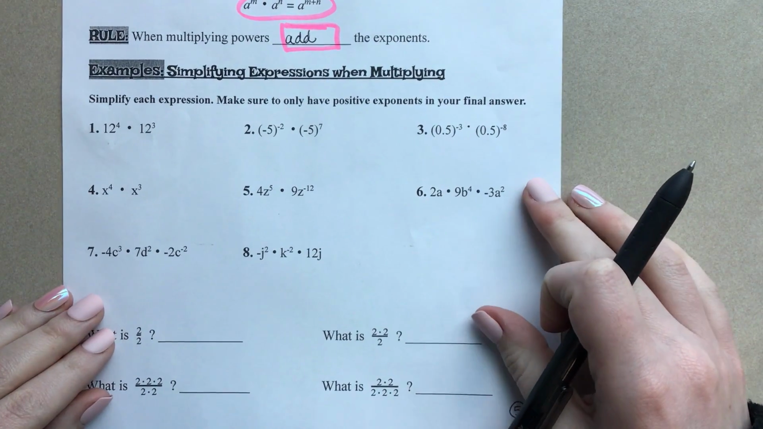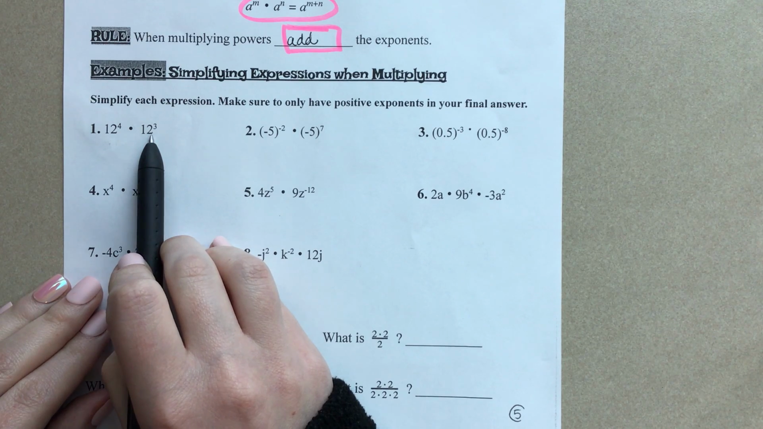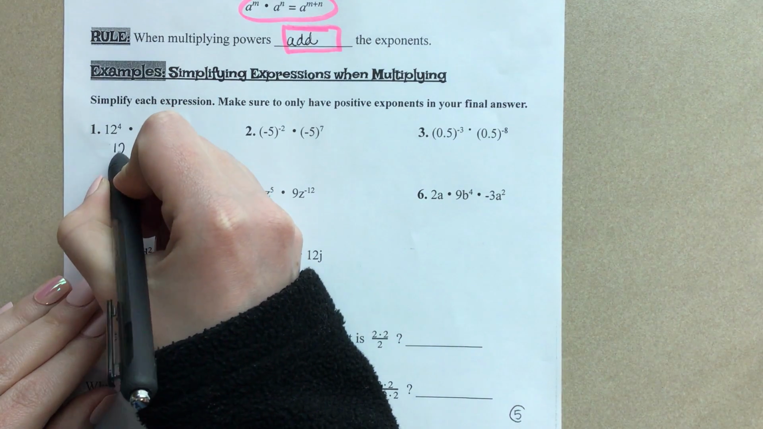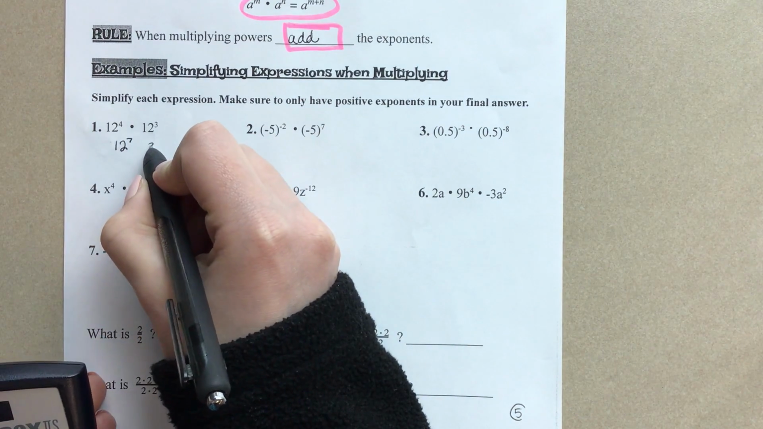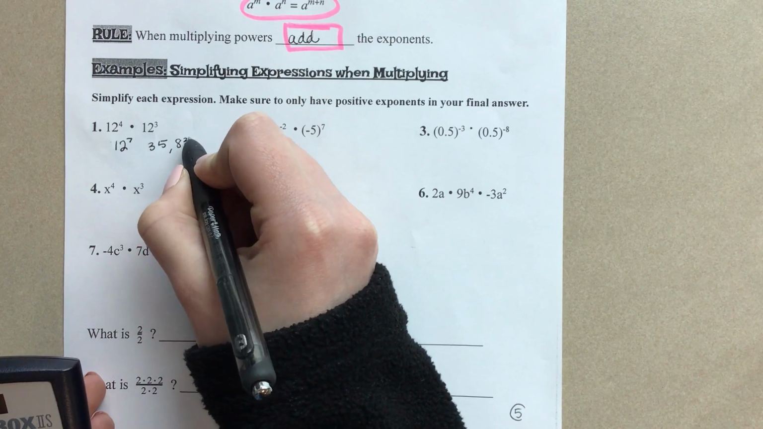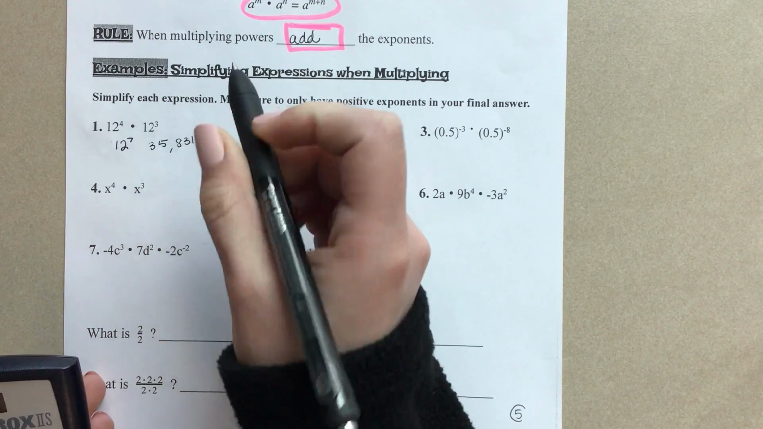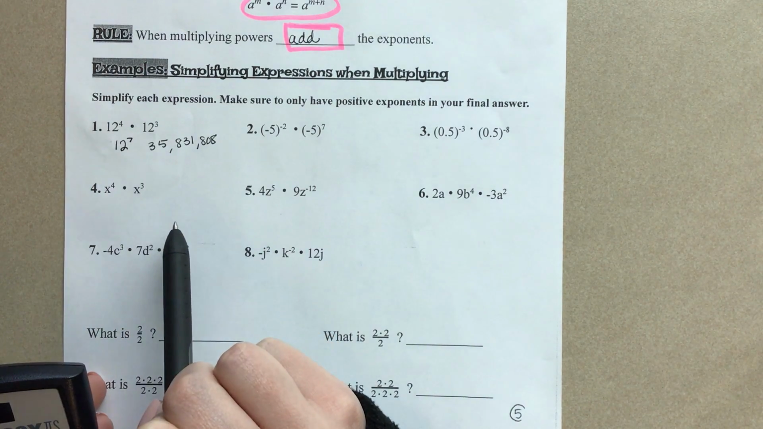Okay, so here I have 12 to the fourth times 12 to the third. Well, that becomes 12 to the seventh. We're going to want to put that into our calculator, and when I take 12 to the seventh, I get a very large number. I get 35,831,808. So the 12's matched, and then I took the 4 plus 3, which was the 7.